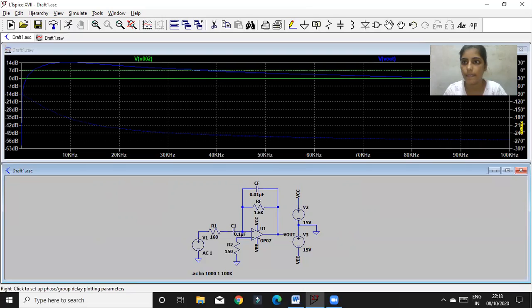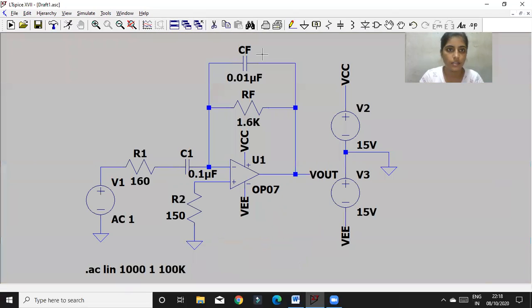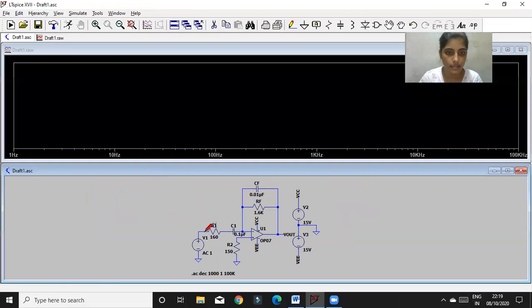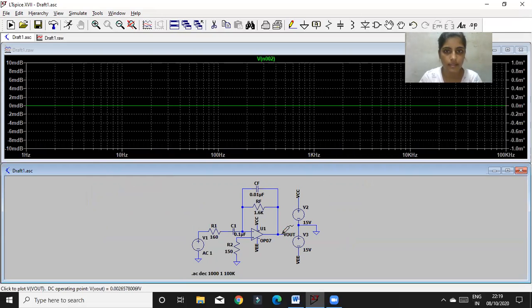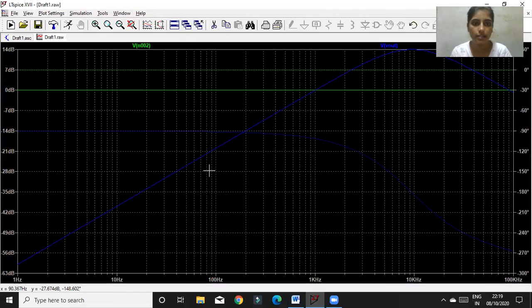This is decade only. I select run, so I run this, and this is my output waveform of the differentiator, where the dark blue Vout waveform, which is the output, is the frequency response, and this dotted one is my phase response of the differentiator.